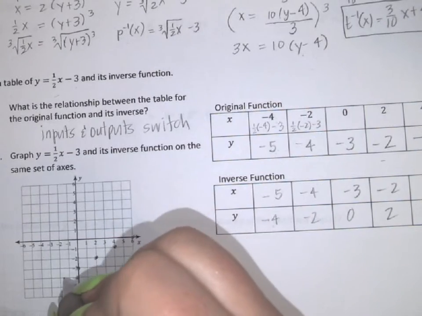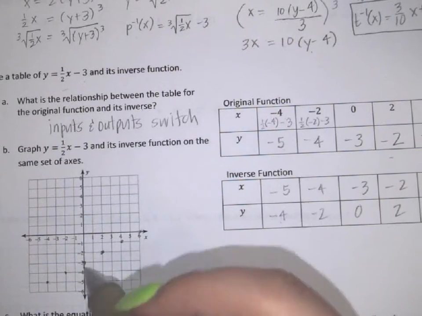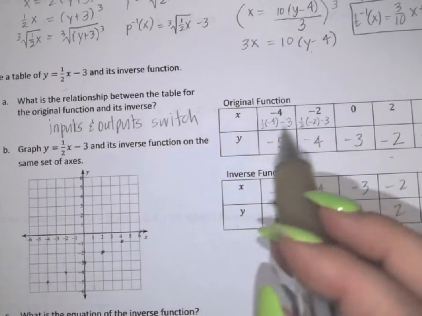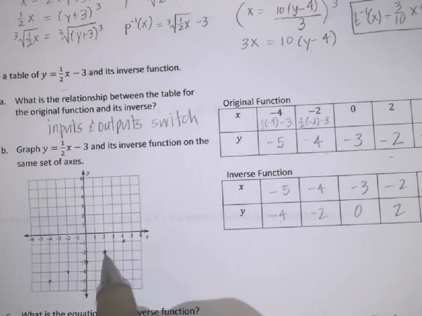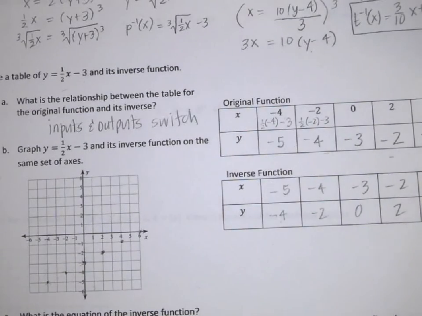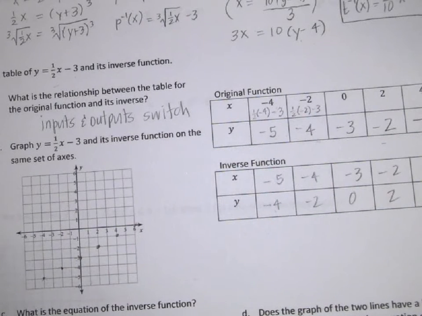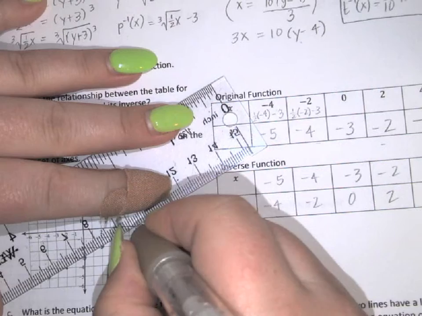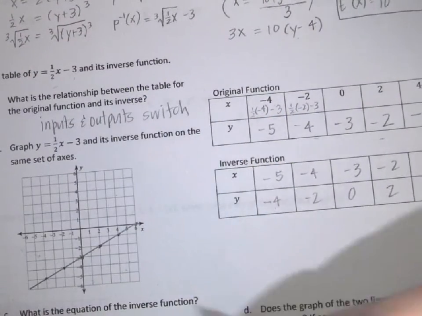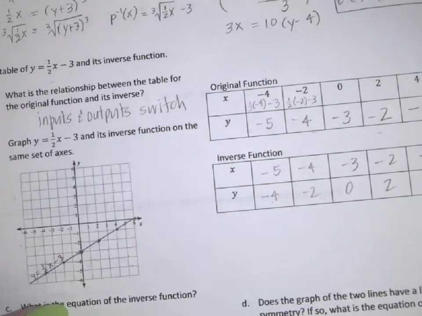You plot those points. And these points should be the same points on our table. Look, negative 4, negative 5, that's here. Negative 2, negative 4, right? That's here. 0, negative 3, 2, negative 2, 4, negative 1. And then that one is on our graph, but not on our table. Then you want to use your trusty ruler. So this is y equals 1/2 x minus 3.